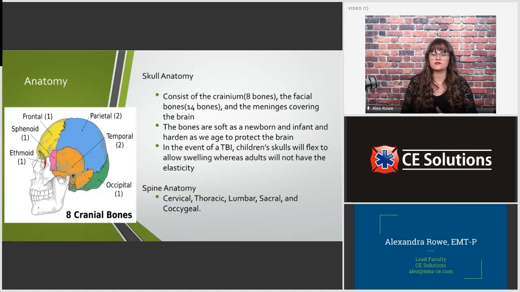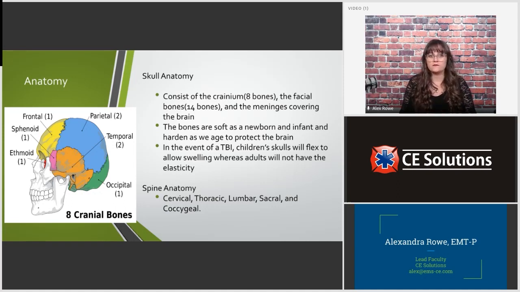Okay, let's talk about anatomy. Why is it so important to know anatomy? Well, first of all, you have to know what bones are affected so you can write it in your report and give that information to the receiving facility. You also need to know what's underneath that bone and could be affected, especially with the skull. The skull anatomy consists of the cranium, which is 8 different bones, and the facial bones, about 14. Then the meninges, inside the cranium, help keep the brain in place and cushion it, as well as the cerebral spinal fluid in the skull.